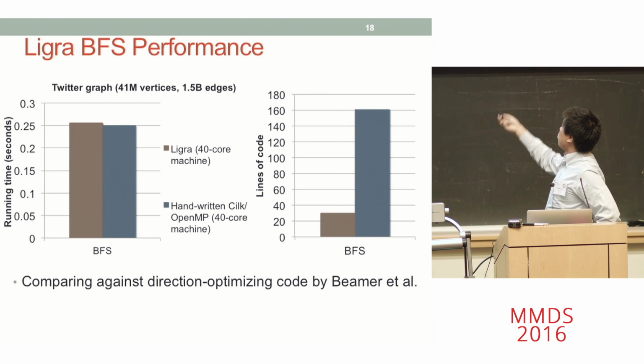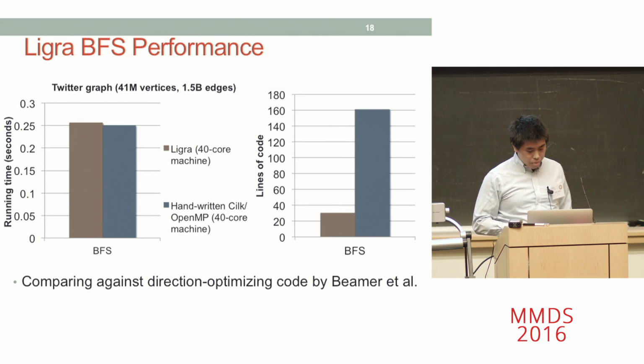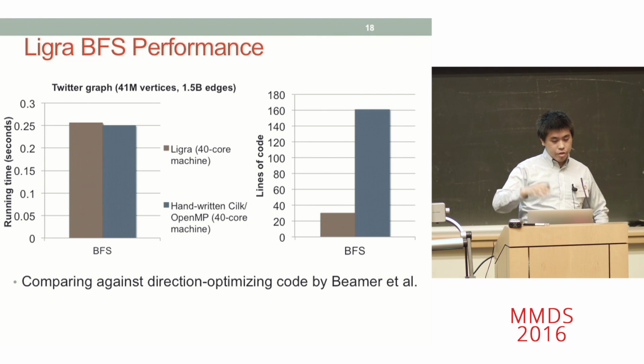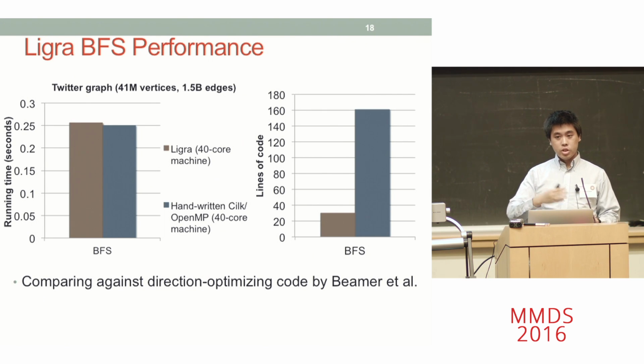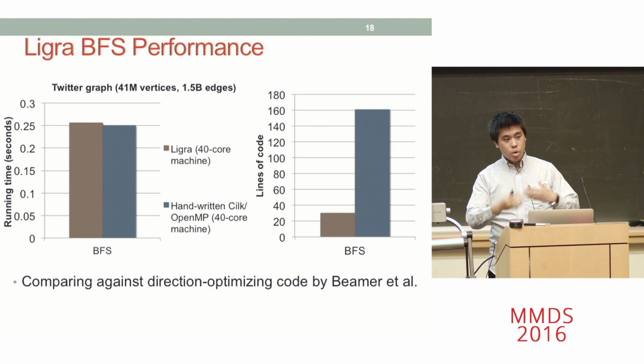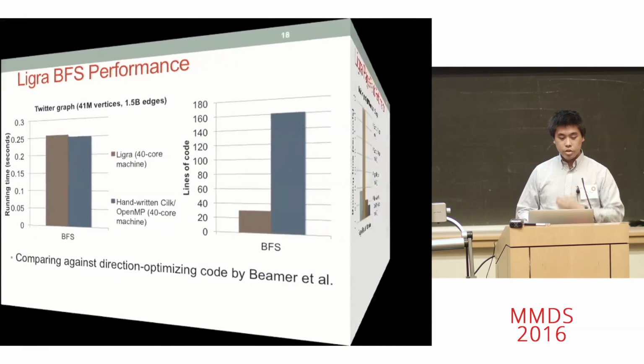These are the only numbers I have, but the BFS code in Ligra is about 5 times shorter than the code by Beamer et al. This is because we have everything underneath the EdgeMap abstraction, whereas in the Beamer et al. code, we have to implement this optimization by hand and also figure out when to switch from one mode to the other and vice versa.